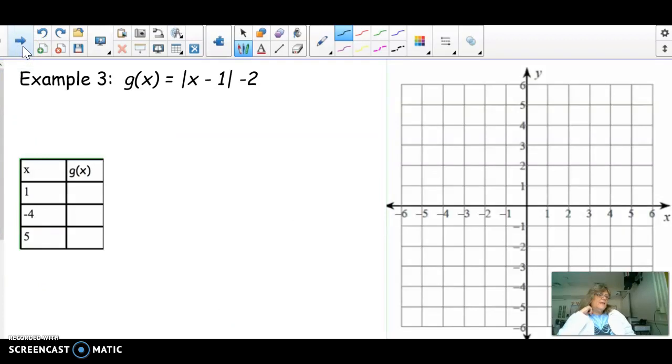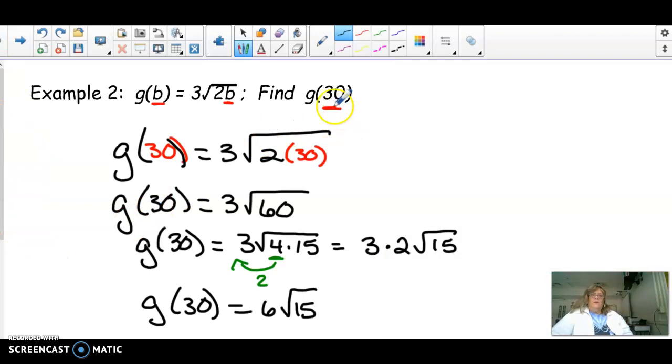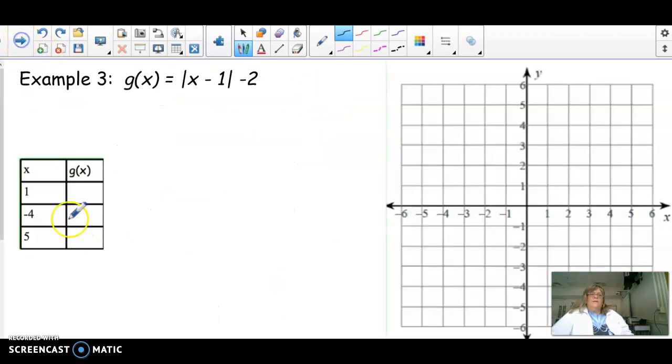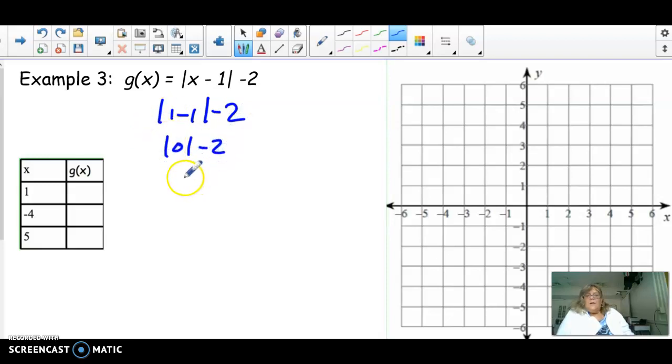Example 3, let's say that we're having to graph something and we're given a table. So this is the same thing that we did over here, plugging in numbers. They just give it to us in table form. So everywhere that we have an x, we're going to plug in a 1. So let's plug that in. So the absolute value of 1 minus 1 minus 2, this gives us the absolute value of 0. And the absolute value of 0 is 0, and 0 minus 2 gives us a negative 2.